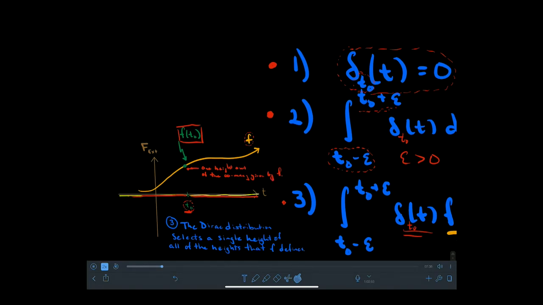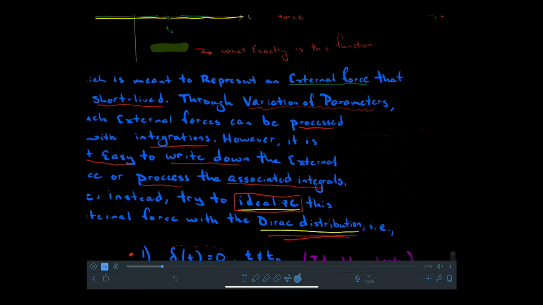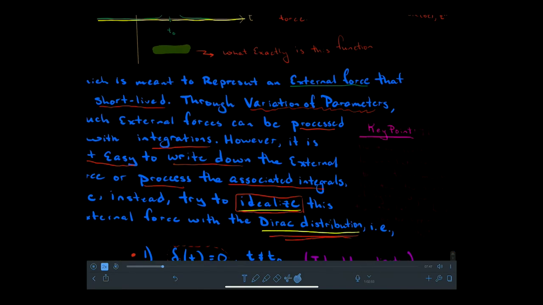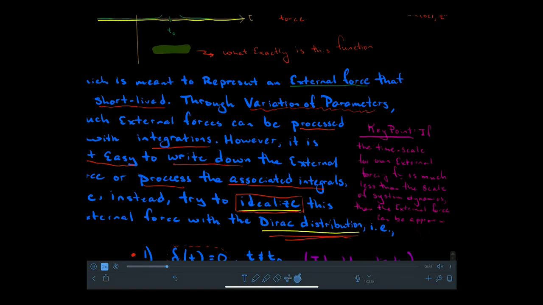And what we want to really think about here, and maybe I'll write this over to the side as the key point, is that if the timescale for our external forcing function is much less than the scale of system dynamics, then the external force can be approximated with delta. That is the key piece.